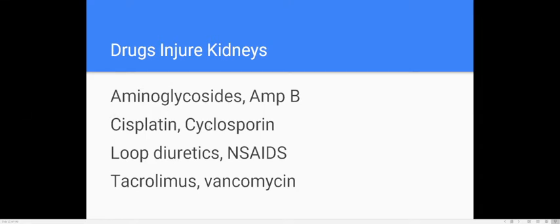Pretty much half of these are pretty easy to know. Loop diuretics you might forget. Also NSAIDs, sometimes people forget that one as well. Vancomycin, yeah, it's an antibiotic, same with the aminoglycosides.